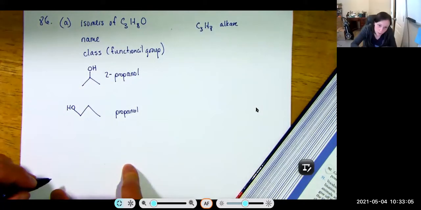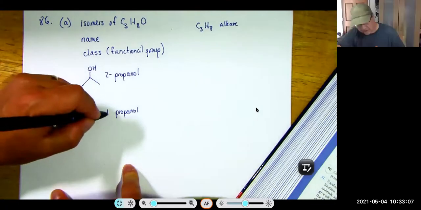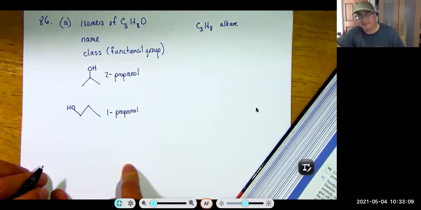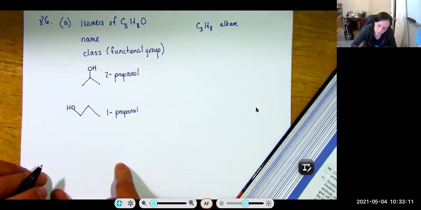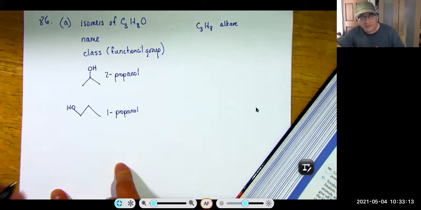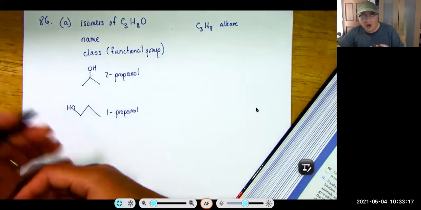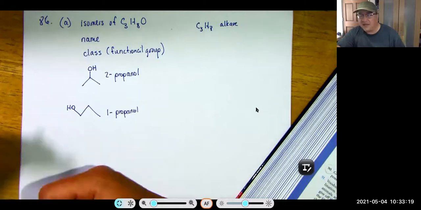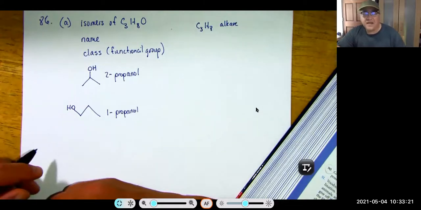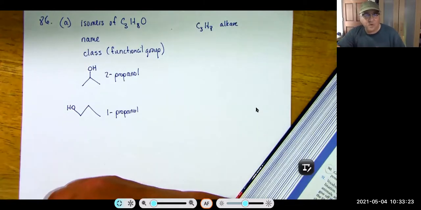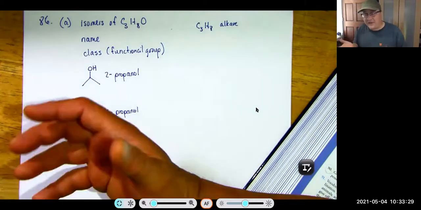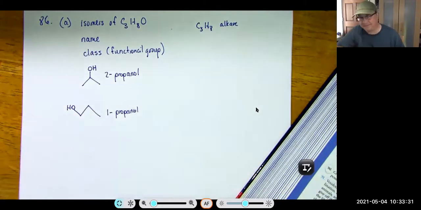And the bottom one? Would that just be propanol? No, 1-propanol. So we do distinguish that it's on carbon 1, because it will not always be on carbon 1. The only time we would not say it is when it's on a specific carbon, like ethanol. Would you say 1-ethanol? No, because there's only 2 carbons. It can't be on 2. That's why it's called ethanol.